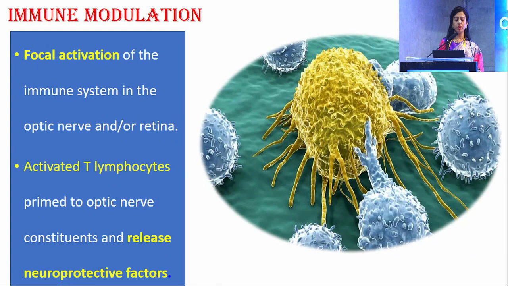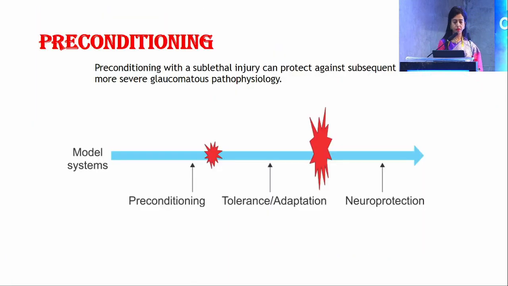Immune modulation is one of the newer techniques, still under trials. It involves focal activation of the immune system in the optic nerve or the retina. This activates the T lymphocytes primed to the optic nerve and releases neuroprotective factors. Now, what is preconditioning? Preconditioning is causing a sublethal injury which subsequently protects against more severe glaucomatous damage. Here we are preconditioning with a sublethal injury and tolerance is attained, and when there is a severe injury, it gives neuroprotection.